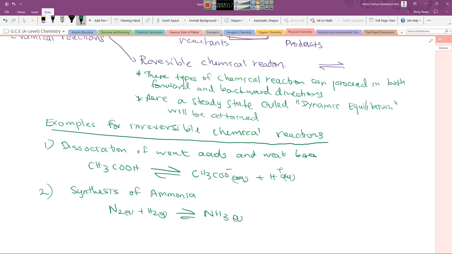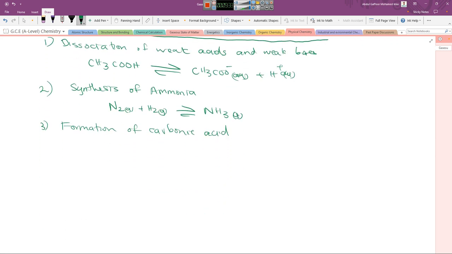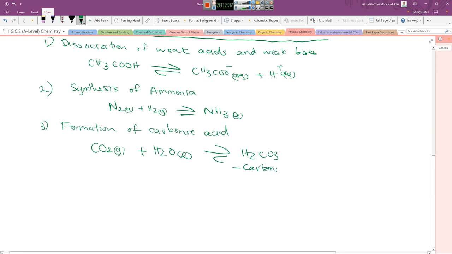Another famous example for irreversible chemical reaction is formation of carbonic acid. Carbonic acid is formed by making carbon dioxide and H2O liquid react together. So in fizzy drinks you might have stored gases under high pressures. Carbon dioxide gas is stored or dissolved under high pressure, right? So carbon dioxide, CO2 gas plus H2O liquid becomes H2CO3. This is carbonic acid. So in soft drinks we have dissolved carbon dioxide in water under high pressure, right? So this is another example for irreversible chemical reaction.